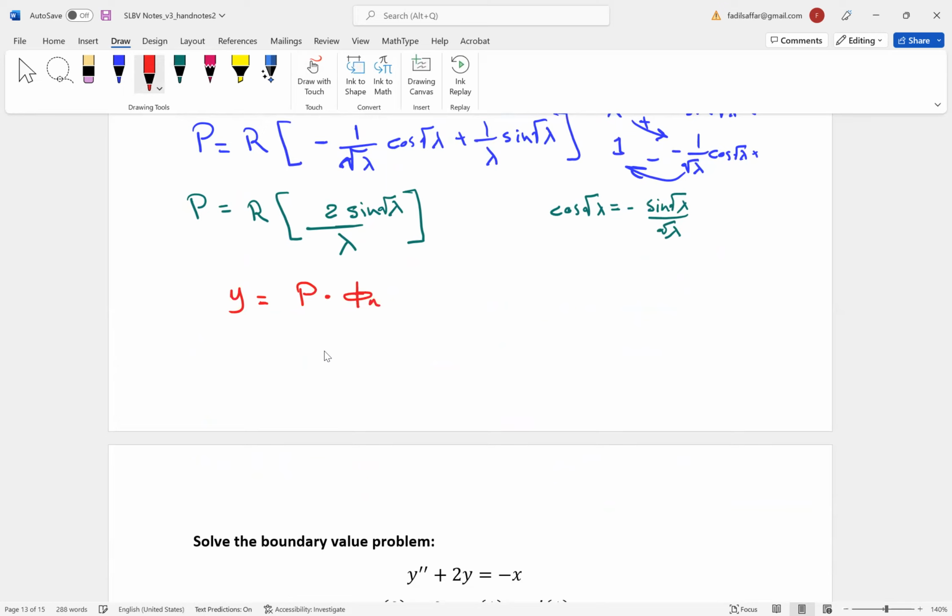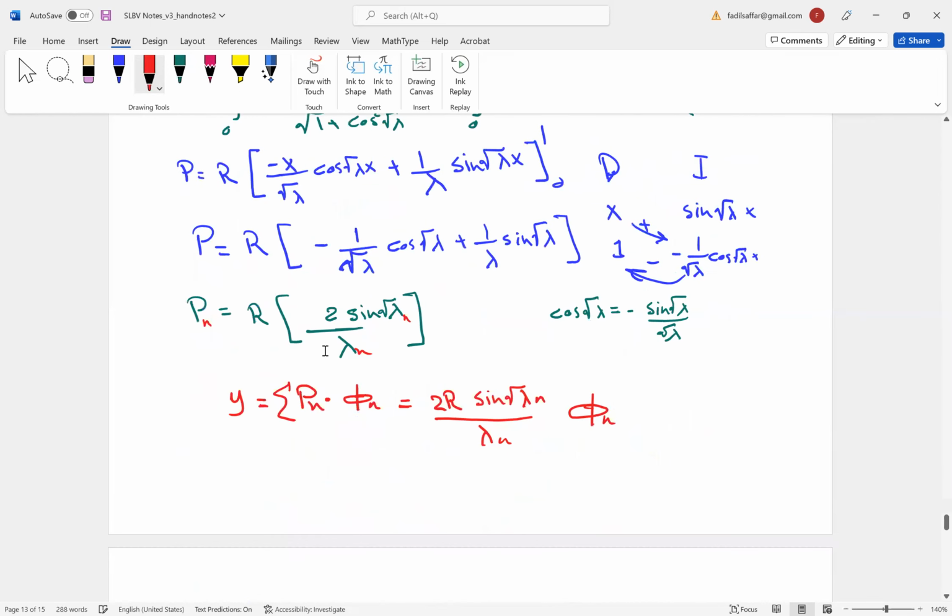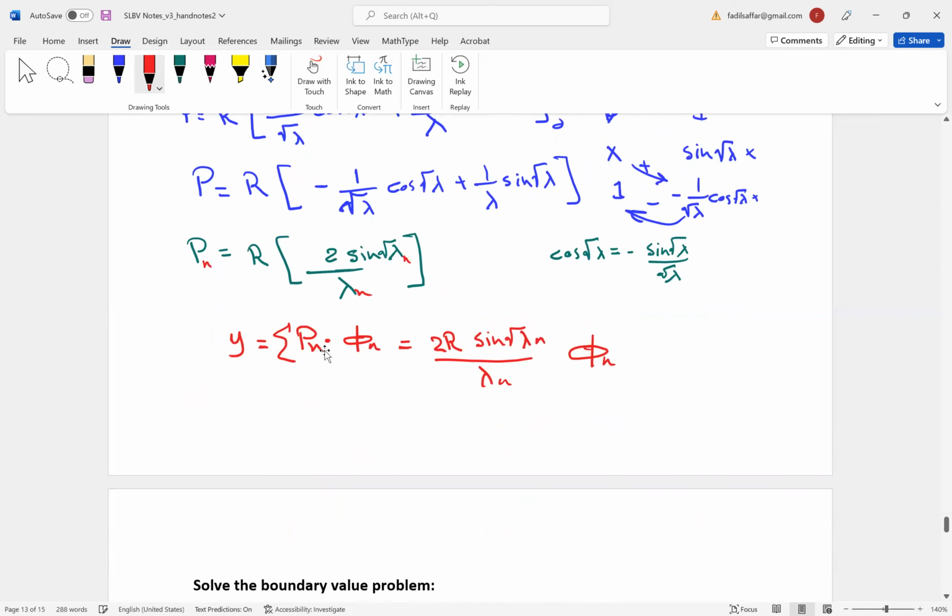And here, if you notice that now p is basically a function of lambda, and lambda can take values here, so we can call it pn. So we'll have pn here, and that would be, let me call it, 2r times sine square root of lambda n over lambda n times phi n, and phi n is basically what we already found. So you need to write it down, and that's basically the expansion.